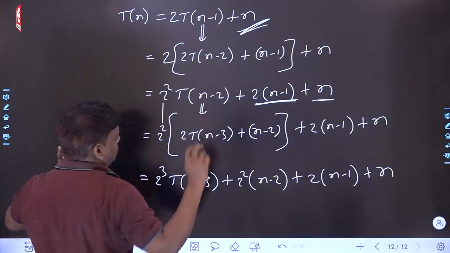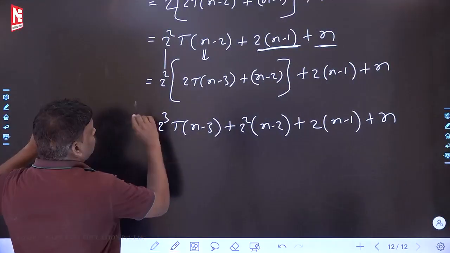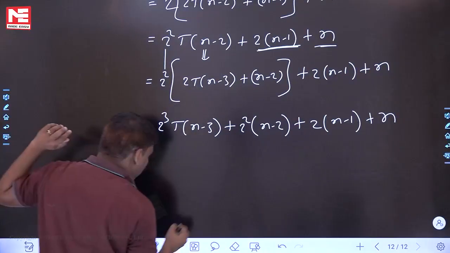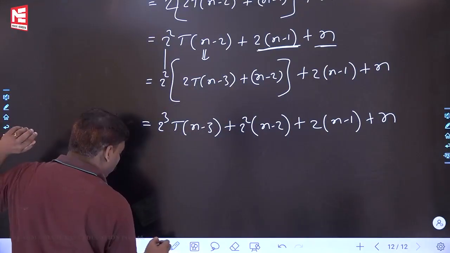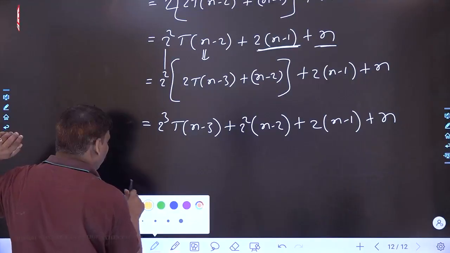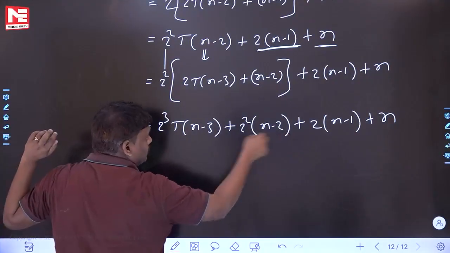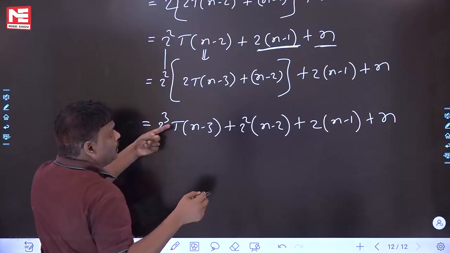Do it 3 times first. Yes, I did 3 times, right? After the third round is over, this is the answer. Some people are asking, what should we do now? After the third round is over, what you have to do, you know very well. After the third round is over, whatever came in the last place should be in terms of 3.